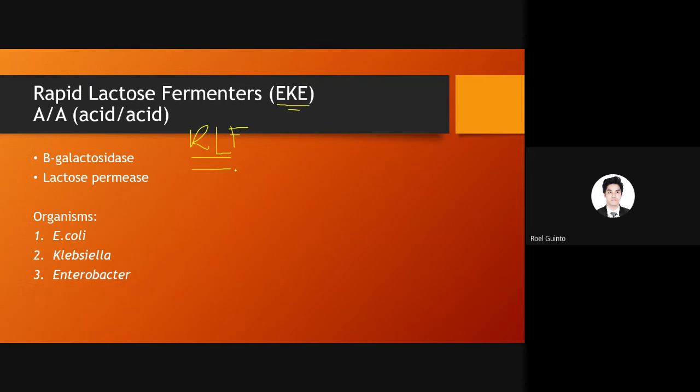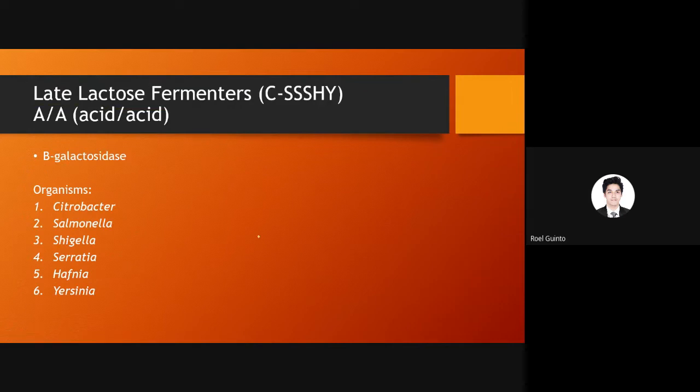What enzymes do our lactose fermenter microorganisms have? We have beta-galactosidase and lactose permease. These are the enzymes that we can find in rapid lactose fermenter microorganisms. Examples of these microorganisms are Escherichia coli, Klebsiella, and Enterobacter. Remember our mnemonic, rapid lactose fermenters, EKE: E. coli, Klebsiella, Enterobacter.